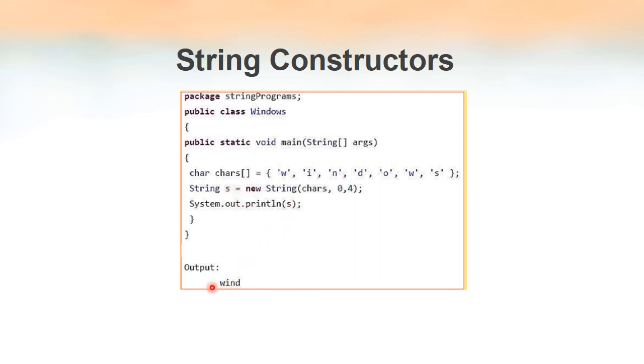So when we print the value of s, we will get the output as wind. So why are we getting wind? Because we have mentioned the starting index number as 0, which points to w inside the array, and we have mentioned the count as 4. So from 0 we have to use 4 characters. So w, i, n, and d, these 4 characters will be used to create the new string.